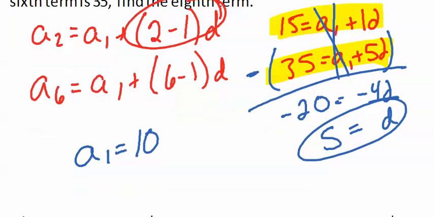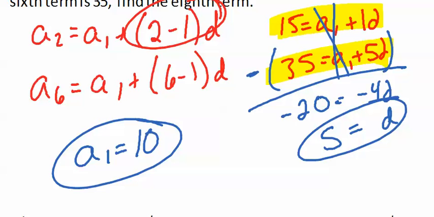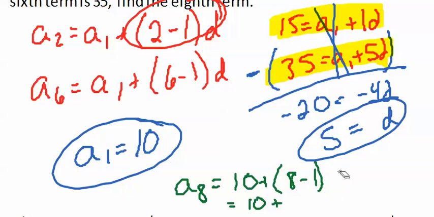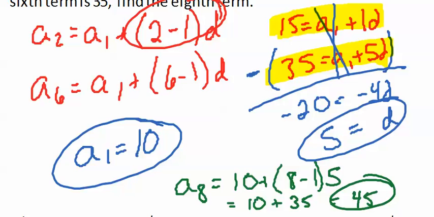So now that I have the two essential pieces of information that I need, we're going to put it together and actually calculate the 8th term. So if I want to know what a sub 8 is, I'm going to do the first term plus 8 minus 1 times that common difference. And that's going to give me 10, and we know that the common difference is 5. So now I have 7 times 5, which is 35, which will give me 45. So that 8th term will be 45.